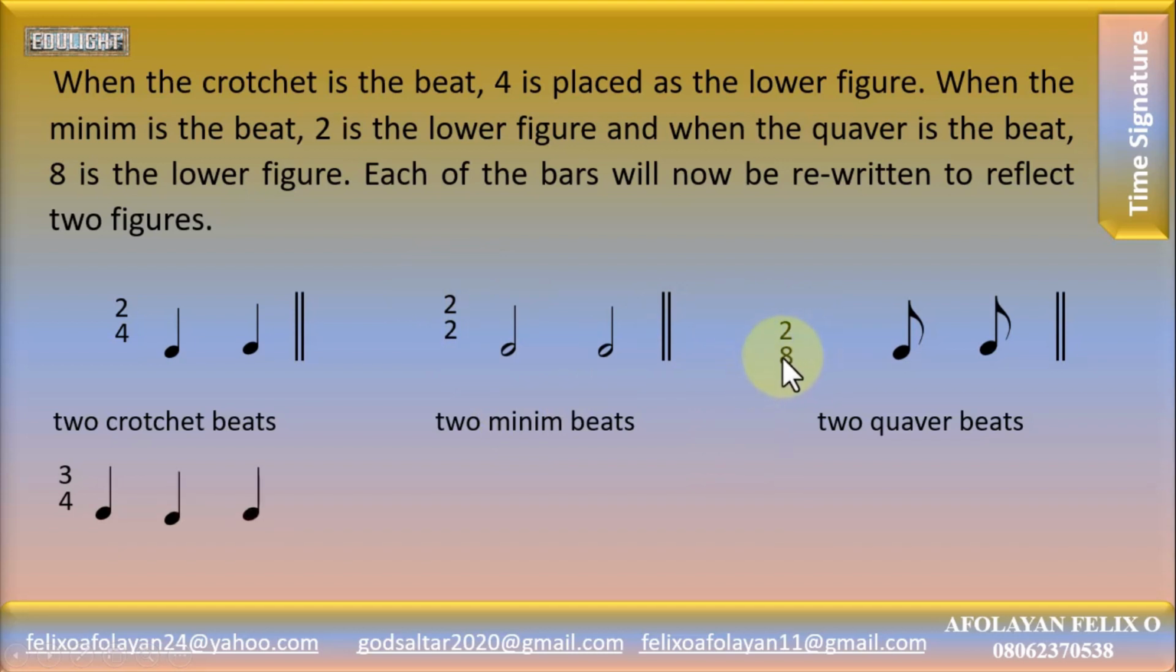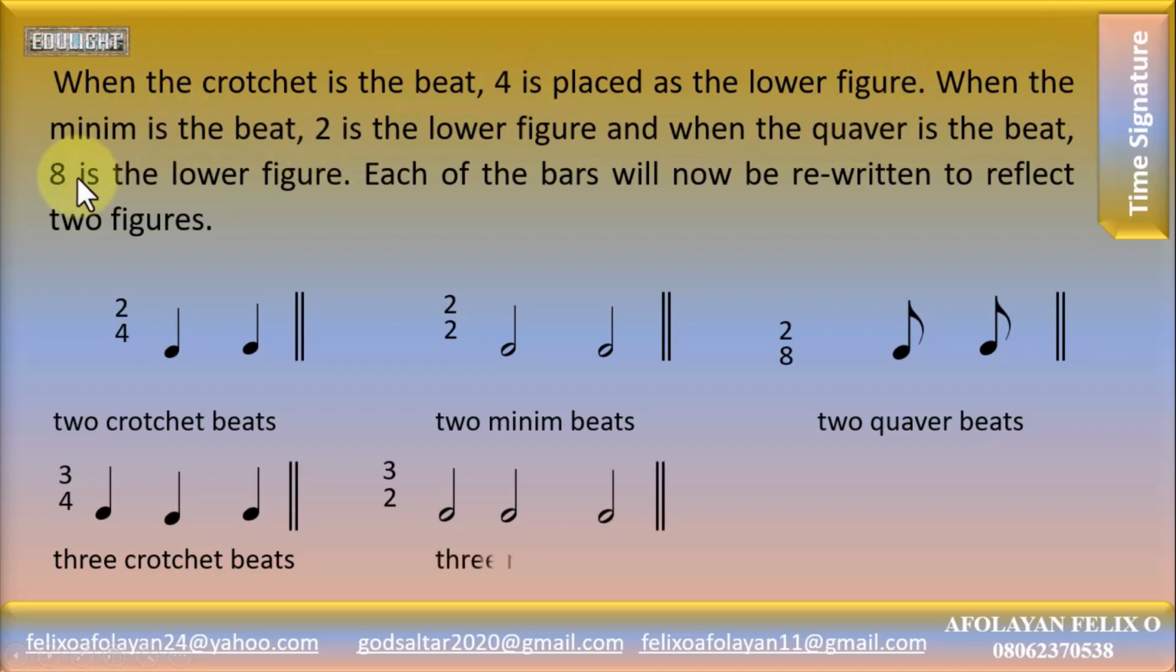The lower figure is representing quaver. Now it's telling us 2 quaver beats in a bar, and so on like that. And look at this one, 3 crotchet beats in a bar. Remember what we said here, that if it's crotchet, it's going to be 4. If it's minim, it's going to be 2. If it is quaver, it's going to be 8 at the lower figure.